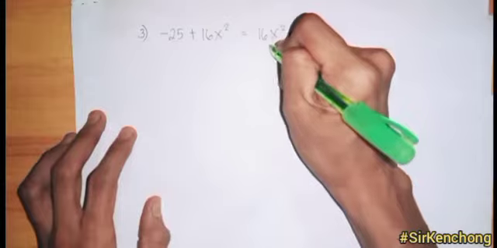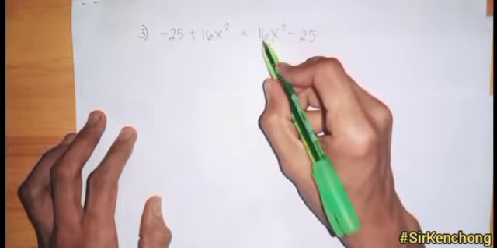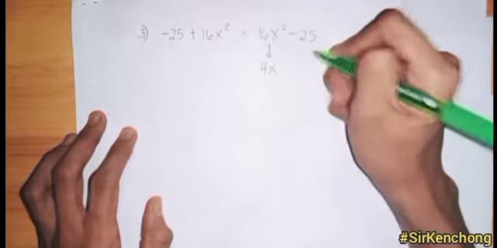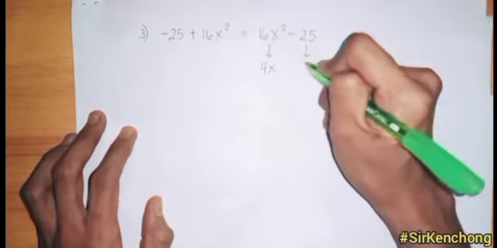We get the square root of 16x squared. Square root ng 16 ay 4. Square root ng x squared ay x. Yung 25 naman, yung square root niya ay 5.